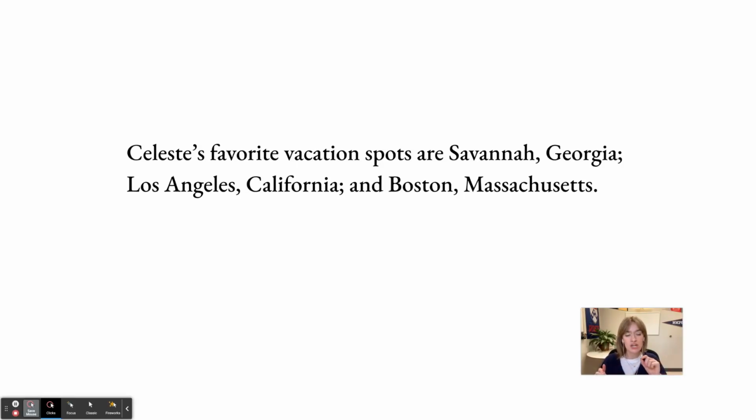And if we were to just use commas throughout this entire list, it would look like this. And this actually also alters the meaning of the sentence. Now it means Celeste's favorite vacation spots are Savannah and Georgia and Los Angeles and California and then Boston, Massachusetts. And maybe Celeste likes to vacation in all of Georgia, but that's not quite what we're saying in the sentence here. So using semicolons makes sure that we are communicating effectively and are precise in our language.